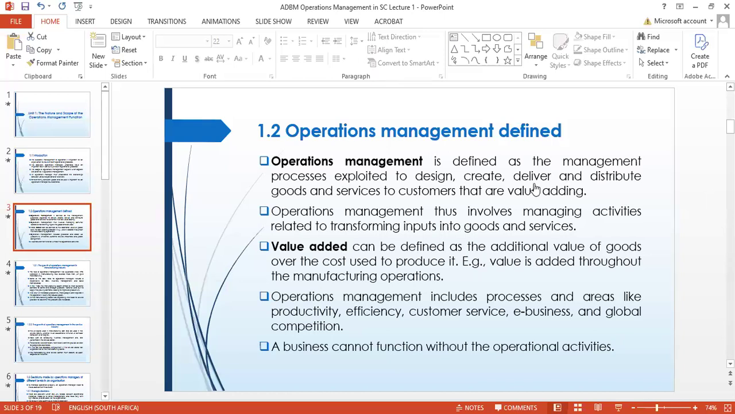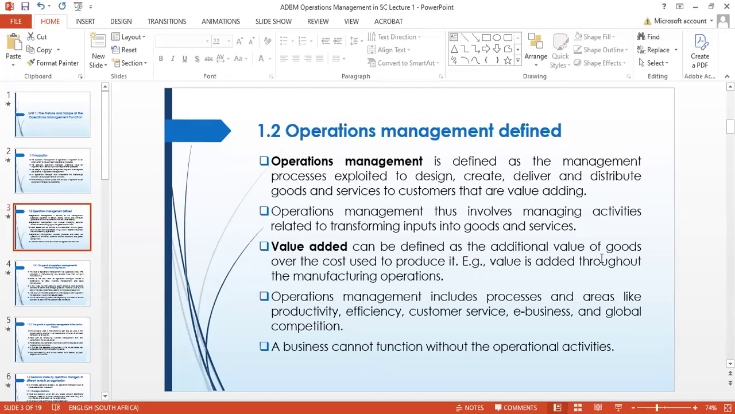Now, here we talked about value addition. What is it that we are saying is value addition in operations management? The additional value of goods over the cost to produce it. We know when goods are being produced, there is a cost of producing those goods. Goods are not produced free of charge. There is a cost that is involved. Now, the value that is added on that cost, that's value added.